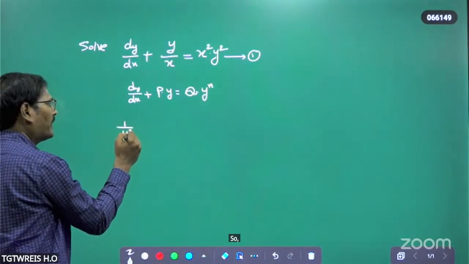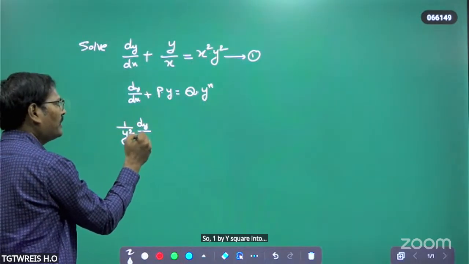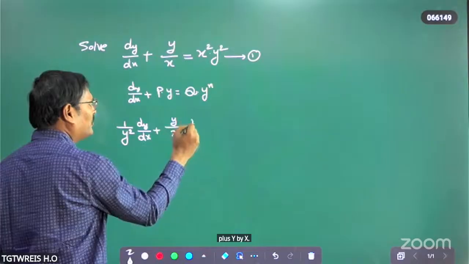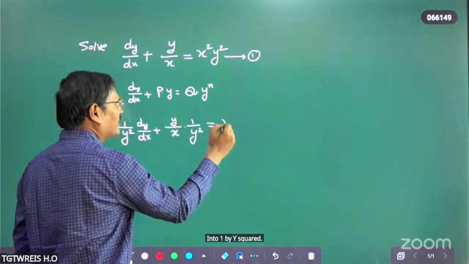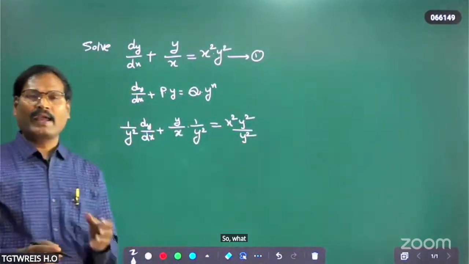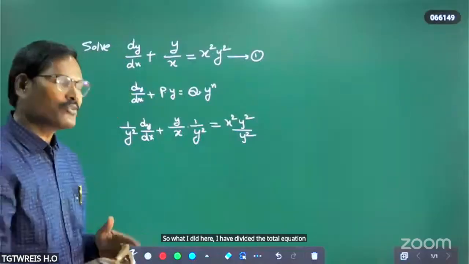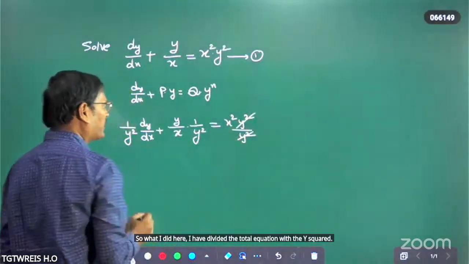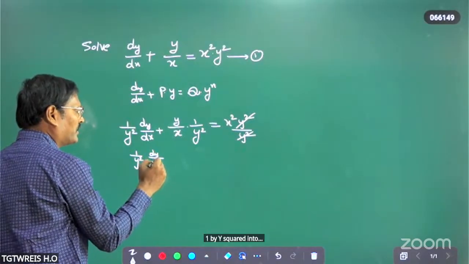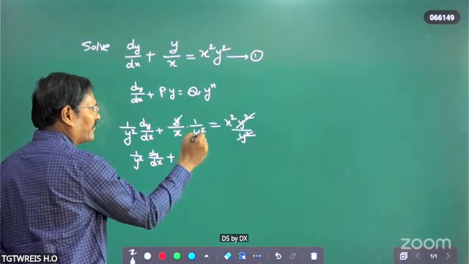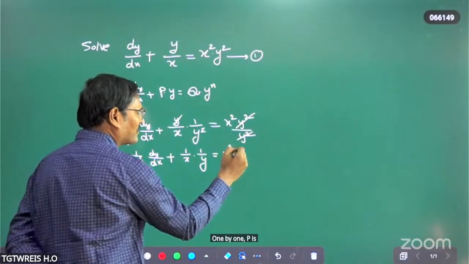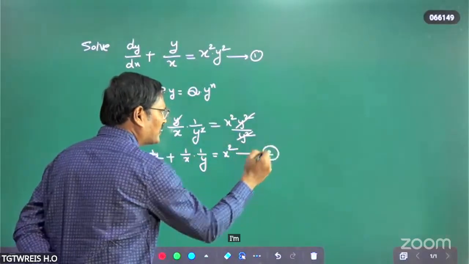So 1 by y square into dy by dx plus y by x into 1 by y square is equal to x square y square by y square. I have divided the total equation with y square. Y square gets cancelled. 1 by y square into dy by dx plus 1 by x into 1 by y is equal to x square. I am considering this as equation 2.